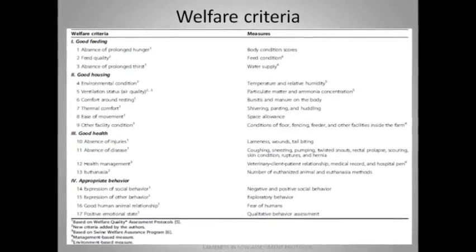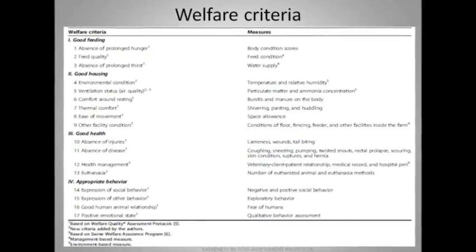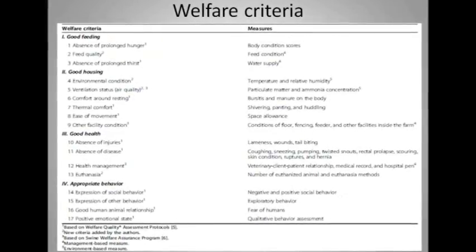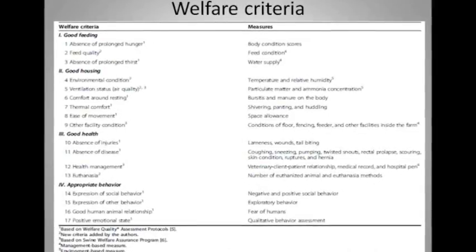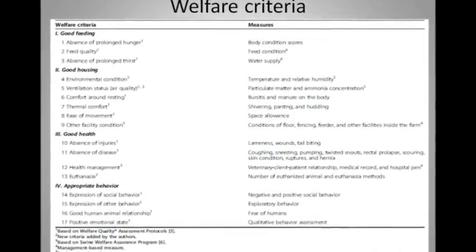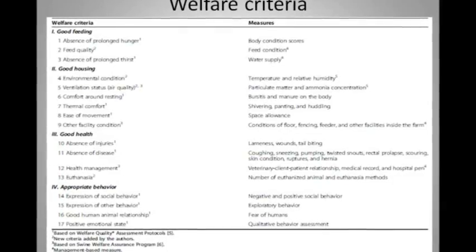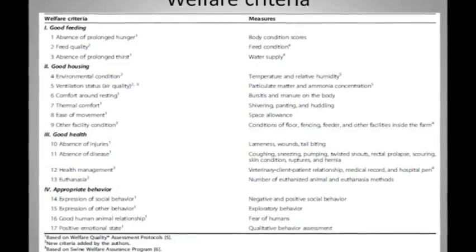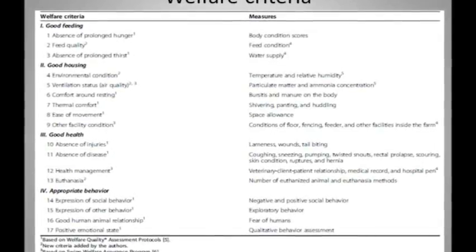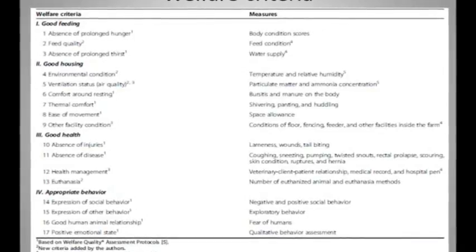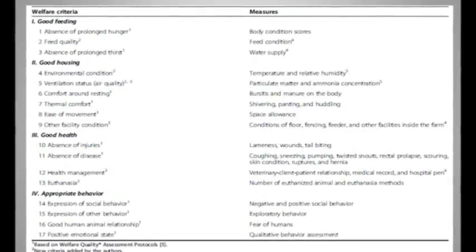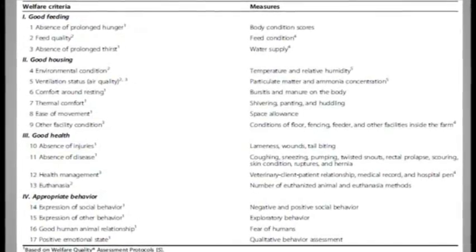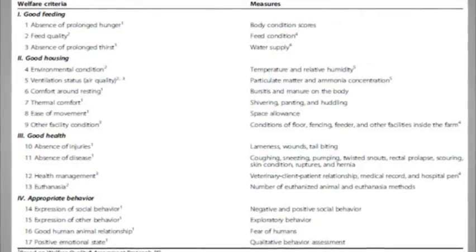Welfare criteria, as described by welfare quality assessment protocols, are grouped into good feeding, good housing, good health, and appropriate behavior. Under good feeding, we have body condition scores. Under good housing, we have ease of movement, which defines space allowance and other facility conditions, including good flooring, fencing, and feeder facilities. Under good health, we have absence of injuries, which measures lameness, wounds, and tail biting.